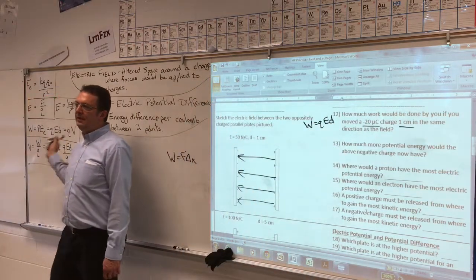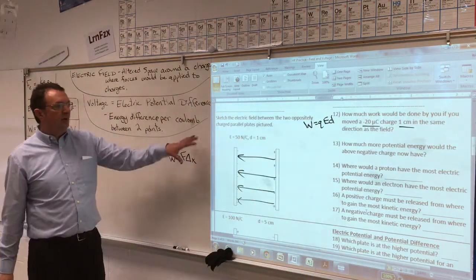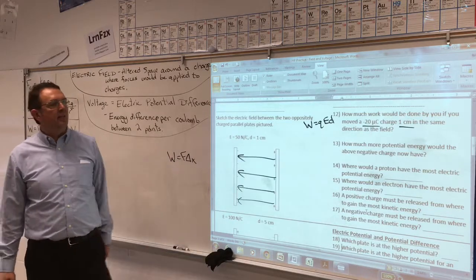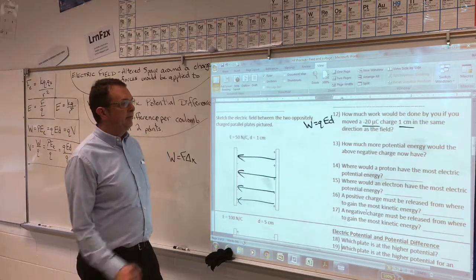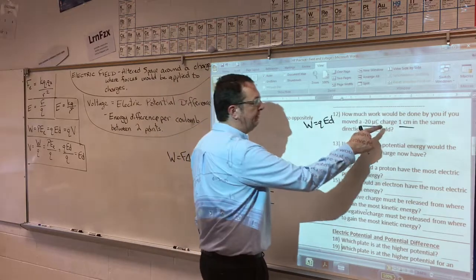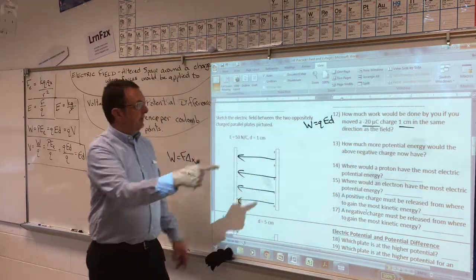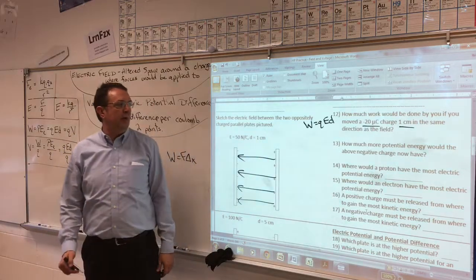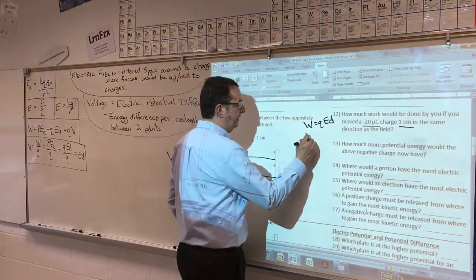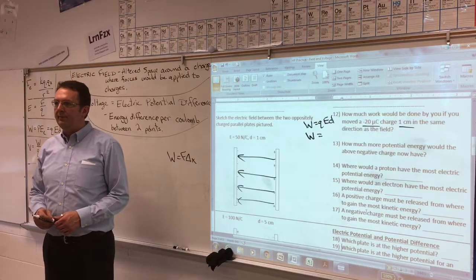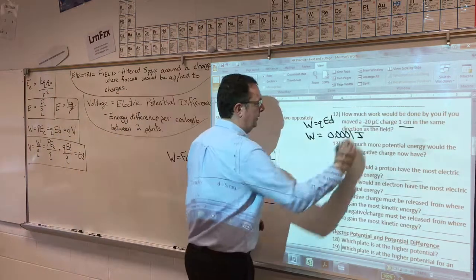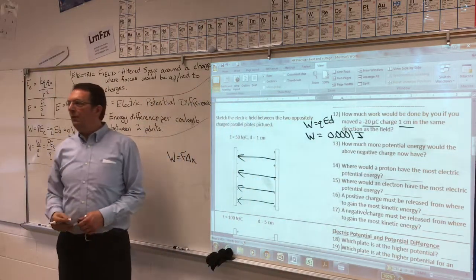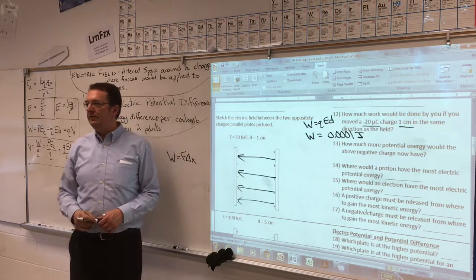Work done, QED or QV, either one. You don't know the voltage at this point yet. We haven't done anything with that. So it's just Q times E times D. You take the negative 20 times 10 to the negative 6 times the electric field strength, which is 50 newtons per coulomb, times the distance of 0.01 meters, and you get the work done. How much? 0.0001 joules. Is that positive or negative?